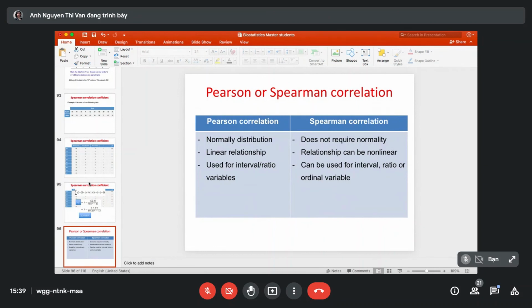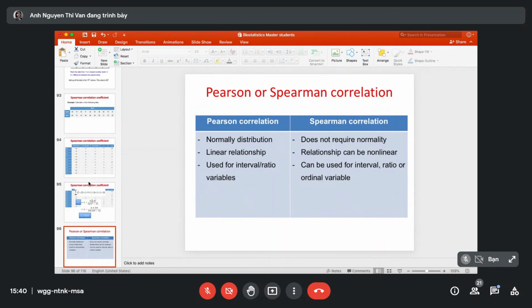So Pearson correlation needs the normal distribution assumption. To use it, you need to check the normality of the data. Always you need to check. If the data does not follow the normal distribution, you cannot use the Pearson correlation test. And when the data are not normally distributed, you have to use the Spearman correlation if you want to find out the correlation between the two variables.